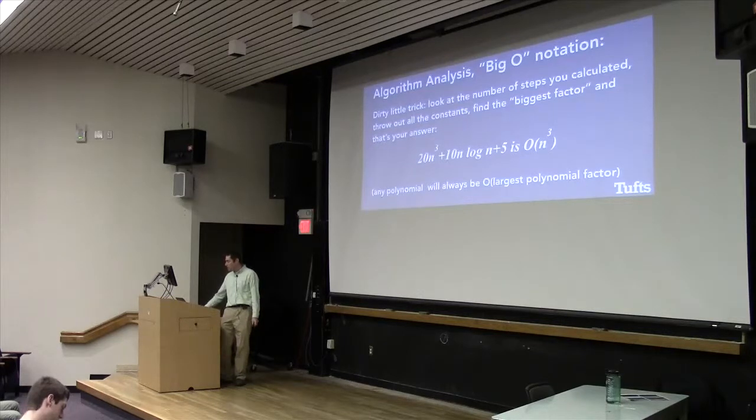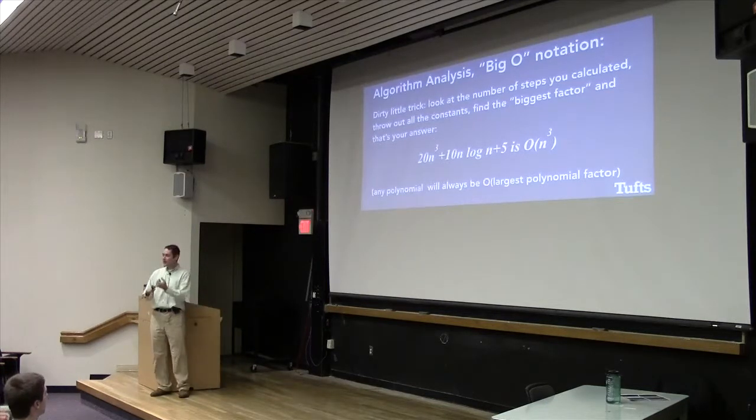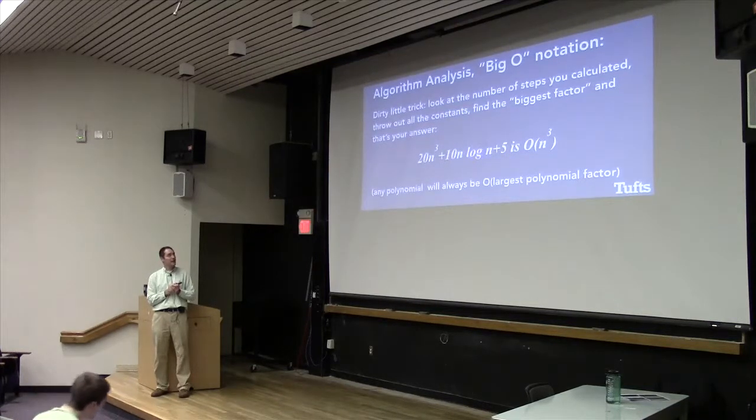So let's see. The dirty little trick that we said before: cut out all the constants and cut out any factors that are not as big as the biggest factor. So if I gave you the following, some wacky algorithm, and we calculated some steps and said, look, it's going to take 20 n cubed plus 10 n log n plus 5. Get rid of everything that's smaller than n cubed. Whoop, just gone, right? n log n is going to be smaller than n cubed, and 5, of course, is a constant, so smaller.